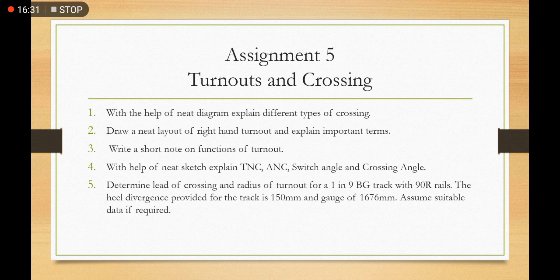I think this has given the brief explanation regarding the design of turnout, the different parameters, and the numericals based on the turnout, and I hope everyone will consider and solve the numerical and assignment without fail.